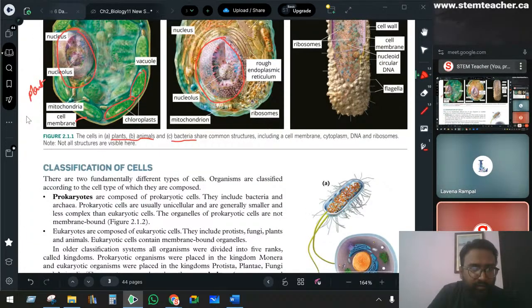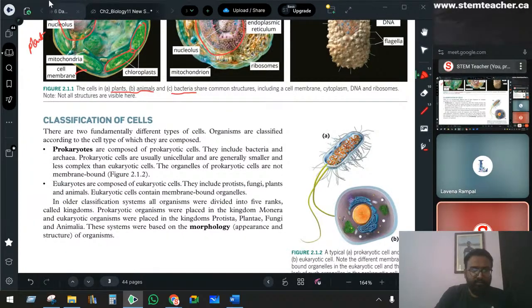And classification of cells. There are two fundamentally different types of cells. Organisms are classified according to the cell type of which they are composed. Prokaryotes. Prokaryotes are composed of prokaryotic cells. They include bacteria and archaea. The prokaryotic cells are usually unicellular and are generally smaller and less complex than the eukaryotic cells.